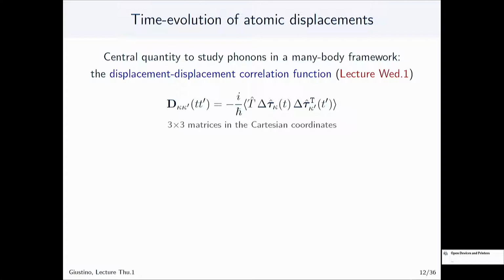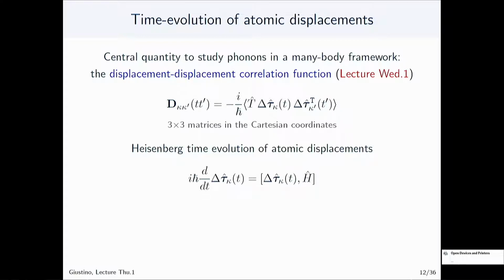It's identical to what we do for electrons, but in this case we are dealing with discrete ions, so the notation is a little bit different. And what you can see here is that, since we are in 3 dimensions, the displacements contain 3 Cartesian coordinates. So this is a 3 by 3 matrix, because this is delta tau transpose. And there is one such matrix for each pair of atoms. So there are 3 by 3 matrices times number of atoms times number of atoms. That's the kind of information we need to look for.